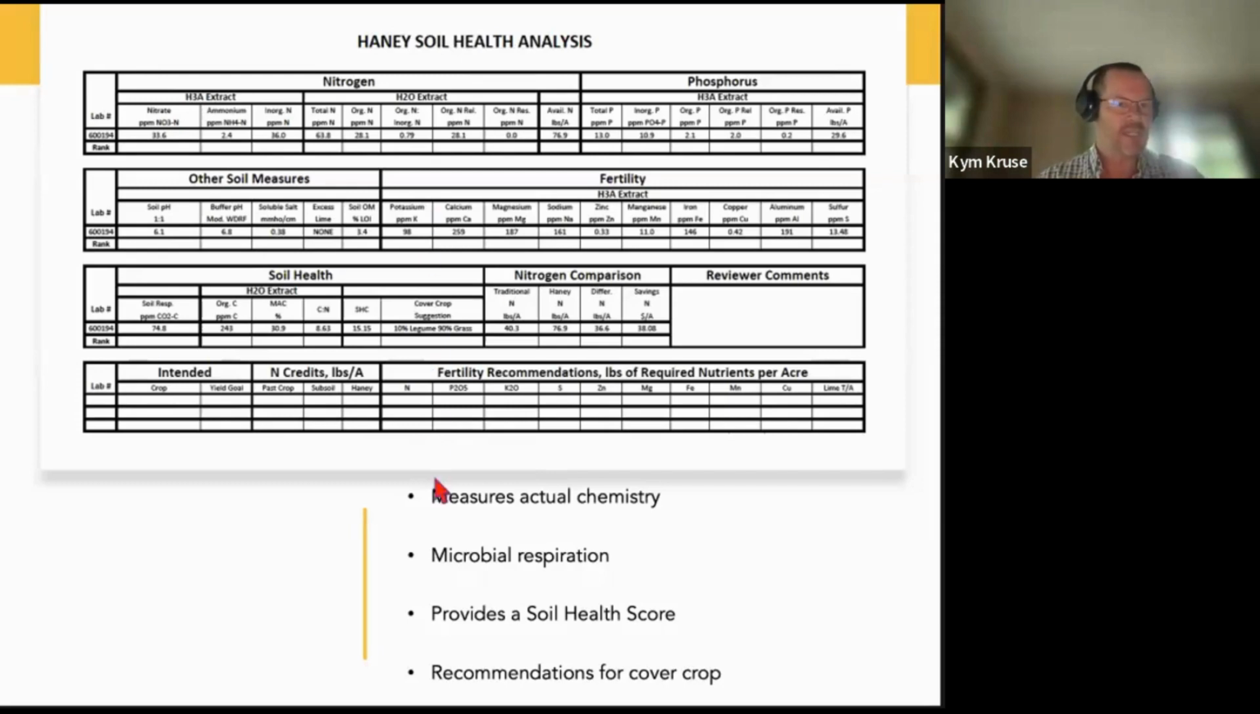It also gives us an indication of the life in the soil with this microbial respiration. So they measure how much carbon dioxide the sample gives off over a 24-hour period. Microbes are the same as you and I. They breathe in oxygen and let out CO2.